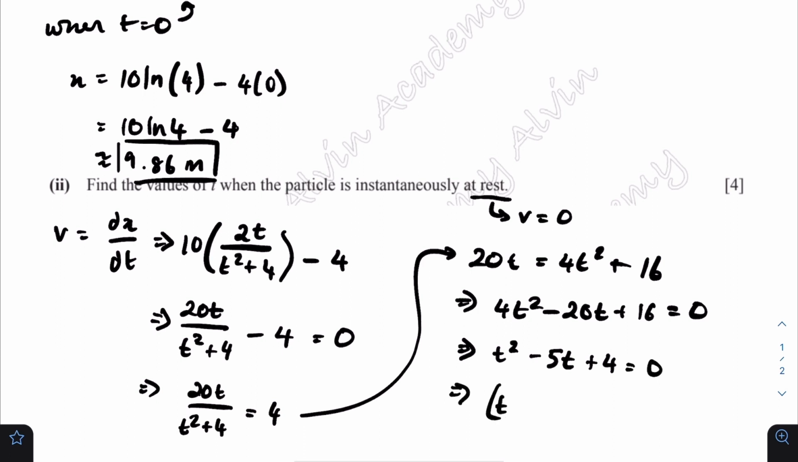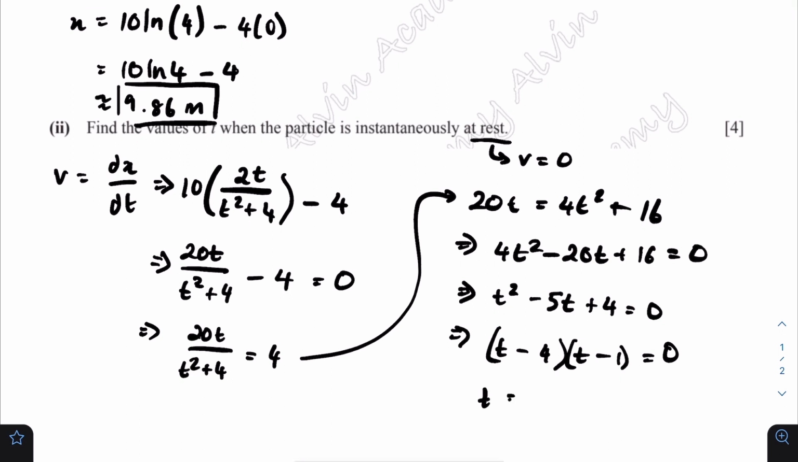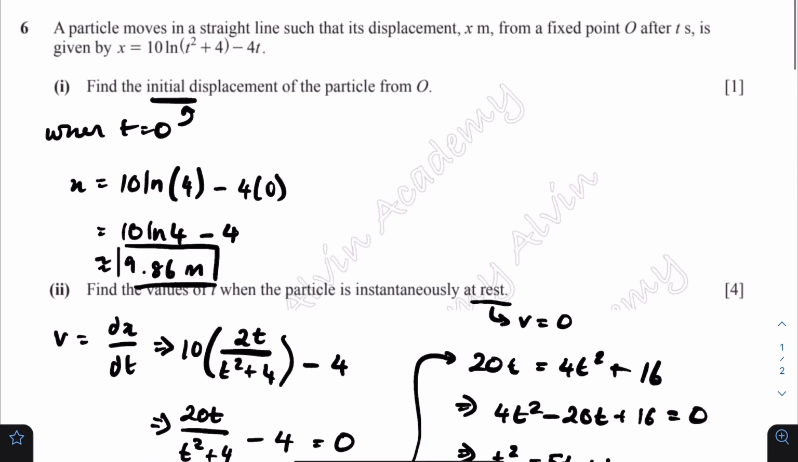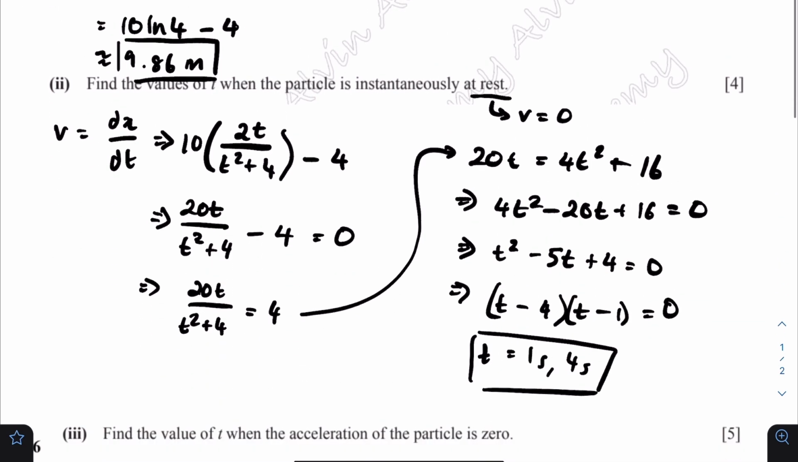So if we factor this, we get t minus 4 and t minus 1 equals 0 from inspection. So therefore, t is equal to 4 and 1. It's a weird way of writing it. Let me write 1 and 4. So these are the times, 1 second, 4 seconds. And these are the times when the particle is instantaneously at rest. So that's a 4 marker. It shows you do need to do a little bit of work to get there.